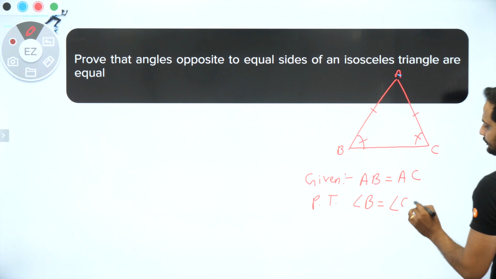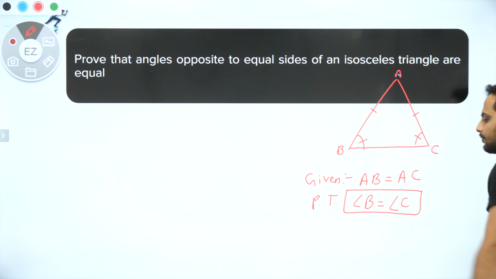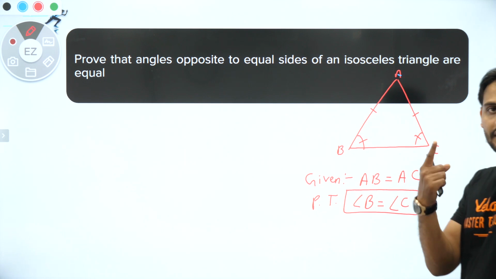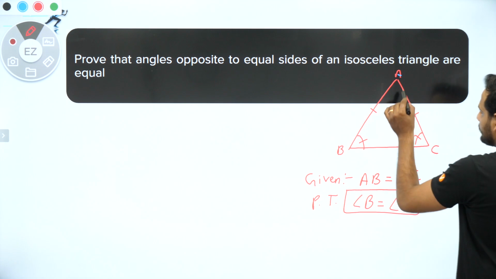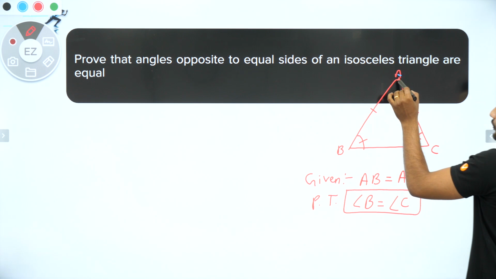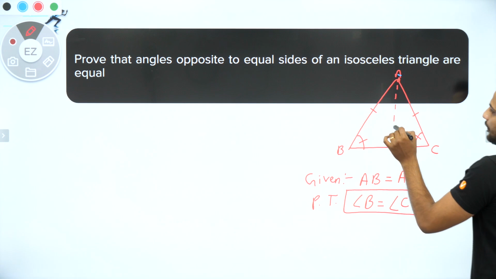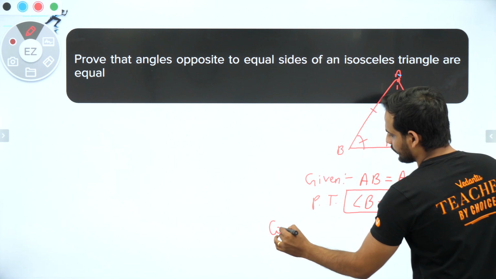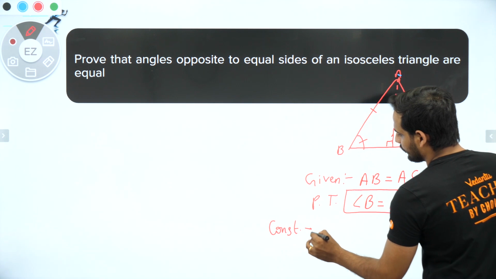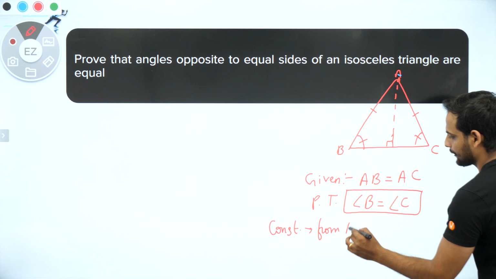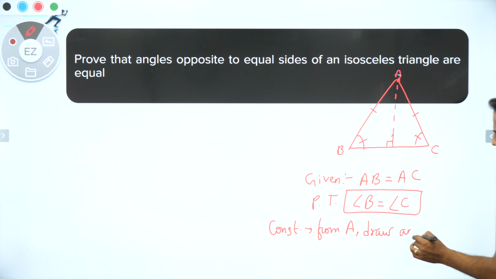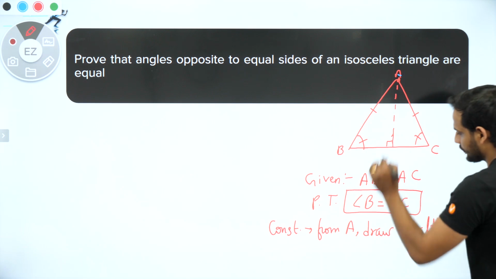This is what we have to prove. So here I can start this question with one construction. What is the construction? From this A, I will draw a perpendicular or an altitude. So the construction: from A, draw an altitude to BC.